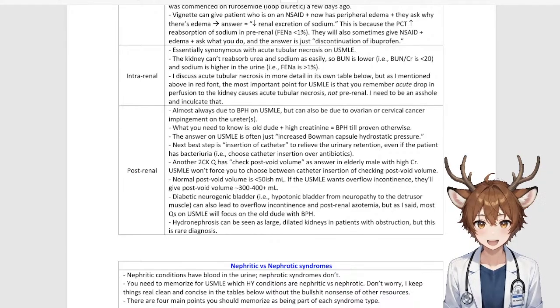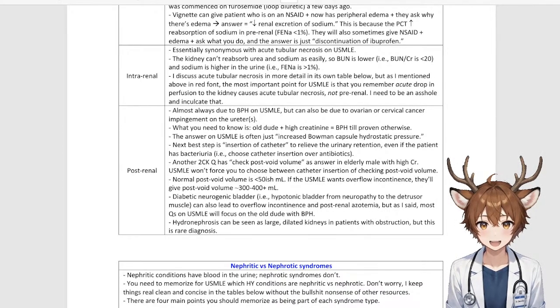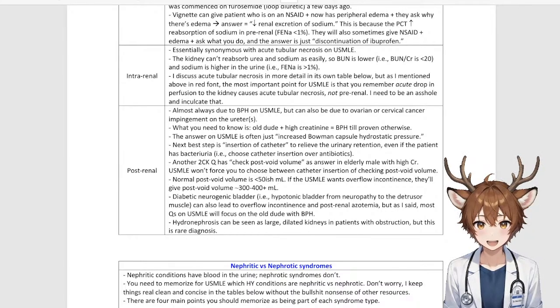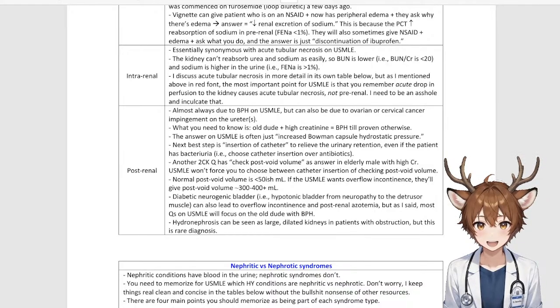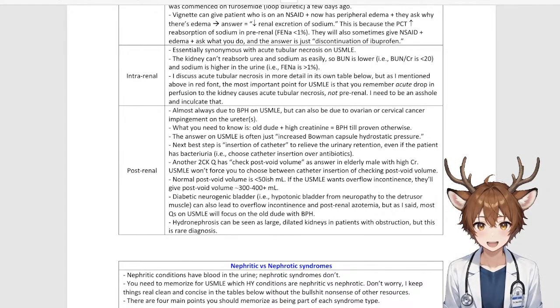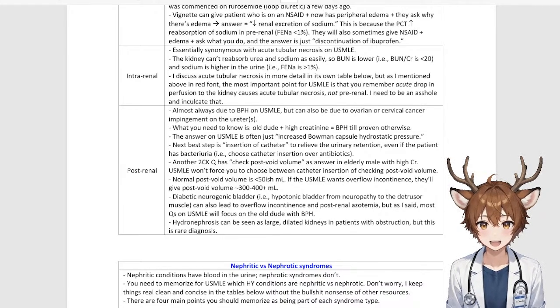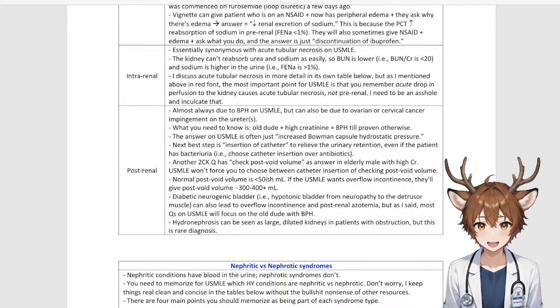Post-renal. Almost always due to BPH on USMLE, but can also be due to ovarian or cervical cancer impingement on the ureters. What you need to know is that old dude plus high creatinine equals BPH till proven otherwise. The answer on USMLE is often just increased Bowman's capsule hydrostatic pressure. Next up is insertion of the catheter to relieve the urinary retention, even if the patient has bacteriuria, i.e. choose catheter insertion over antibiotics.